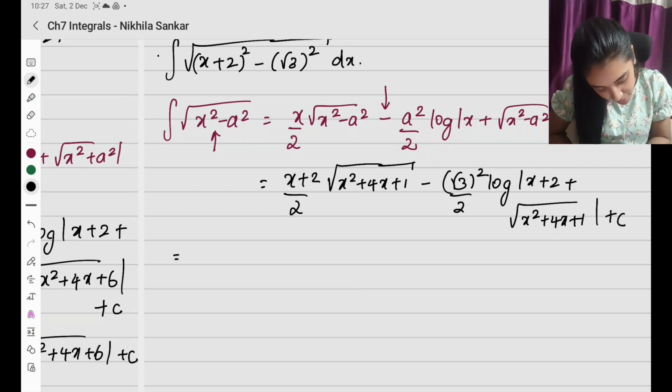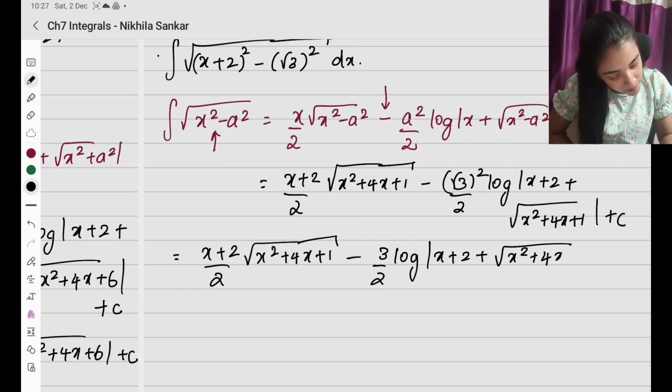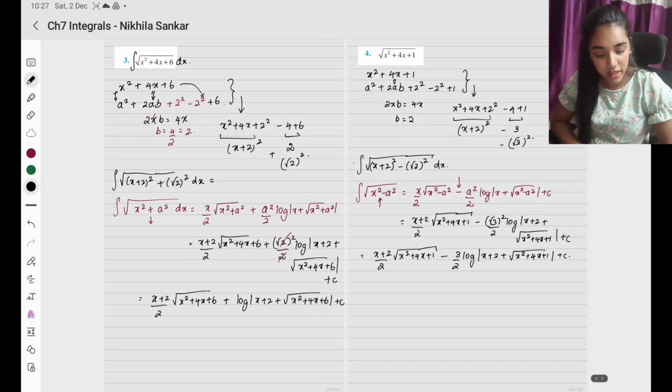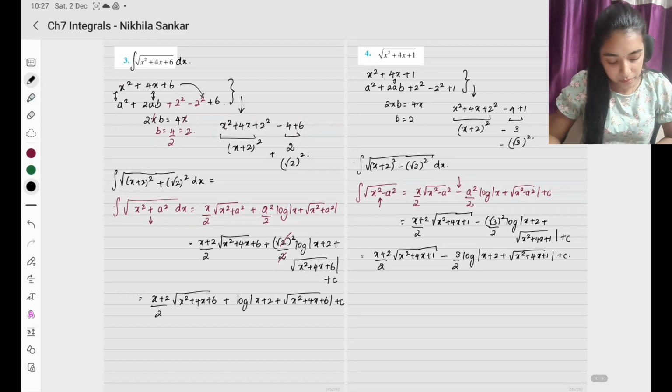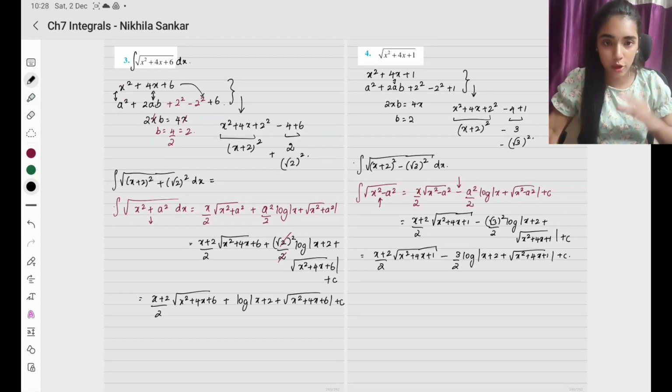So final answer எப்படி இருக்க போகுது? x plus 2 divided by 2 square root of x square plus 4x plus 1 minus 3 by 2 log mod x plus 2 plus square root of x square plus 4x plus 1 plus c. This is my final answer. Okay, please copy. ரொம்ப simple. Completing the square பண்ணி என்ன formula இருக்குன்னு தெரிஞ்சு formulaல போட வேண்டியதான்.